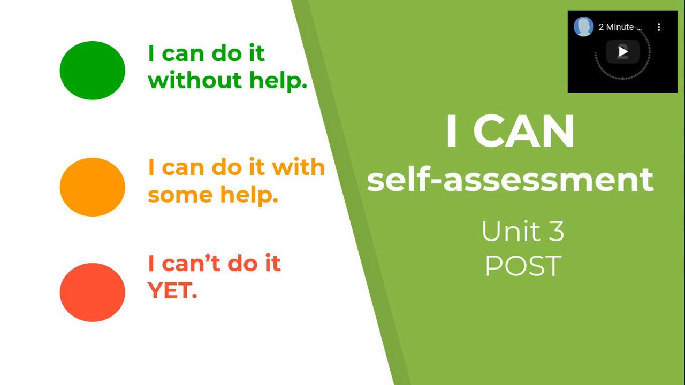Let's get started by doing our Unit 3 post self-assessment. So we're going to look at the I cans on our packet from Unit 3, and we're going to color in the packet the I cans green if we can do that I can without help, yellow if we can do it with some help, like maybe looking at our notes, and we'll color in red if we can't do it yet. And this is going to help us know what we need to focus on.